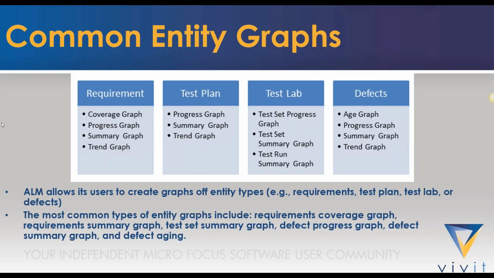And here are some common entity graphs that we see within ALM. And if you're a practitioner, you've probably set up all of these different graphs. So ALM allows its users to create these entity graphs. The most common types, the requirements coverage graph, the requirements summary graph, the test set summary graph, the defect progress graph, the defect summary graph, and defect aging.